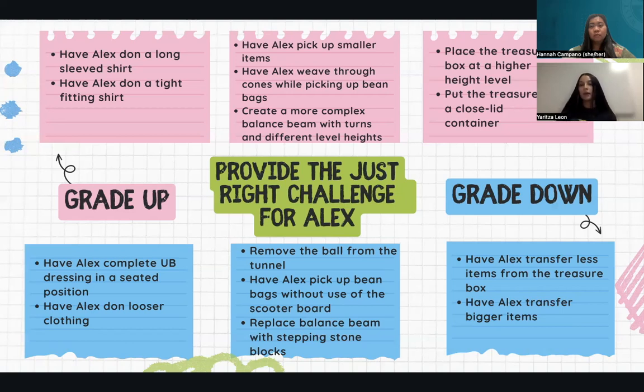For the parapet, we can place the treasure box at a higher height level, so this is going to require him to reach more. We can put the treasure in a closed lid container, as this is going to increase his hand manipulation. And to grade down, we can have him transfer fewer items from the treasure box and transfer bigger items to make grasping the items easier.